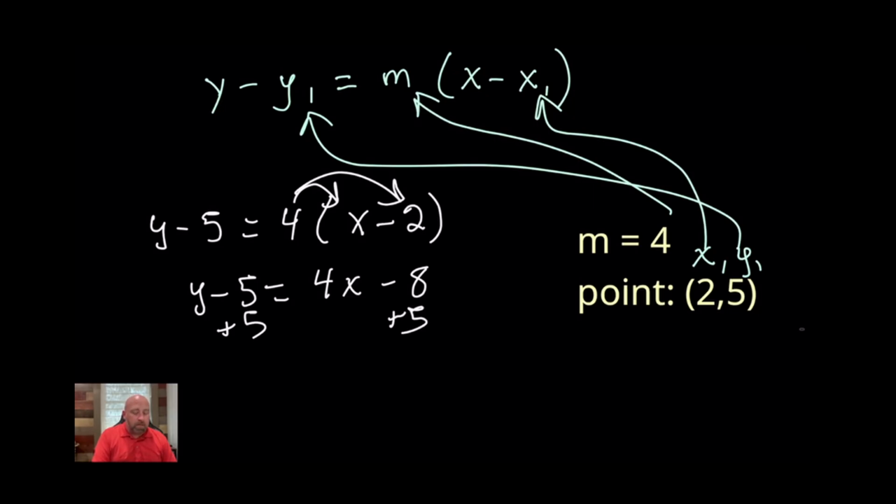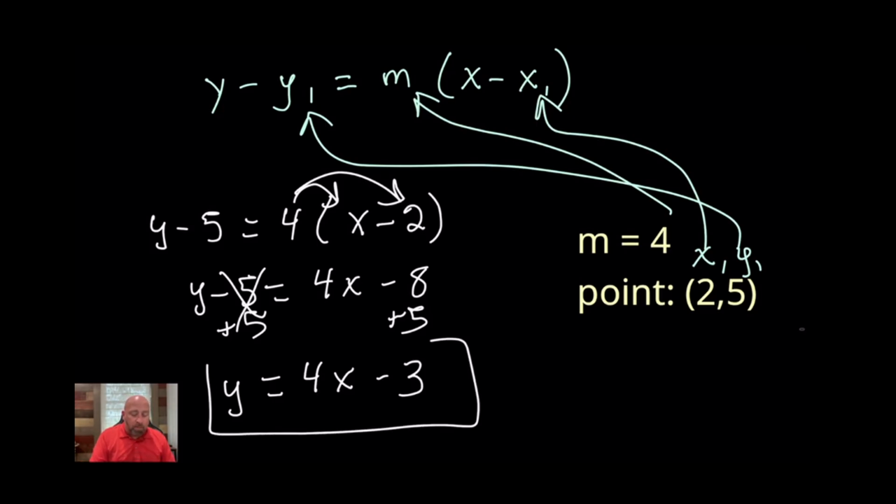All right, and so this is going to cancel. We're going to get y equals 4x. And then if I have a minus 8 and a plus 5, I'm going to have a minus 3. And now look, I'm back to what we call slope-intercept form. Now I have my formula. Now I can graph this. Now I can do whatever I need to do with this.